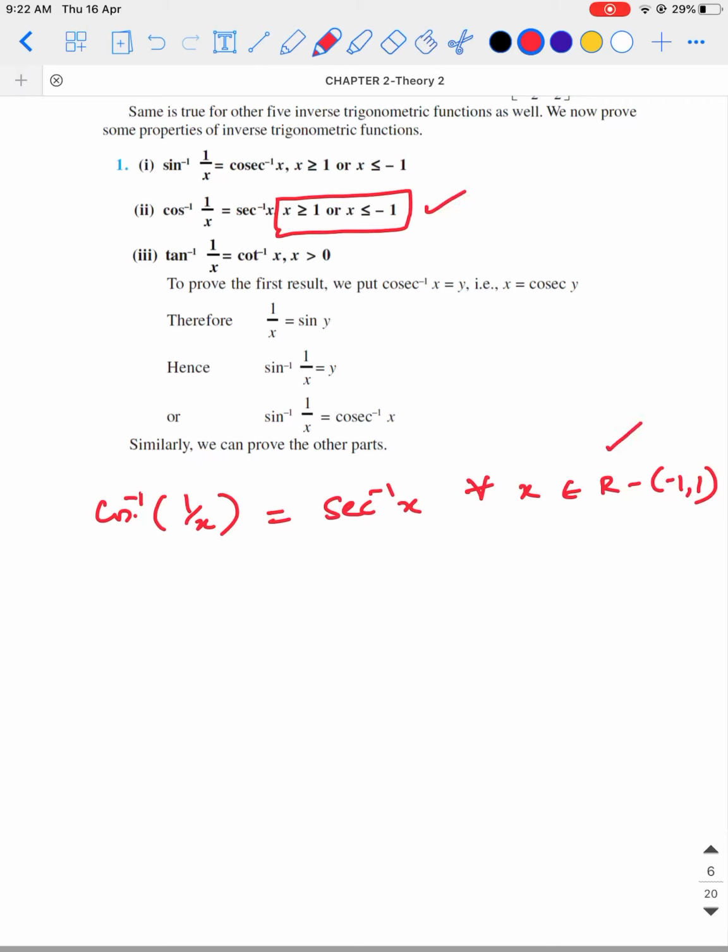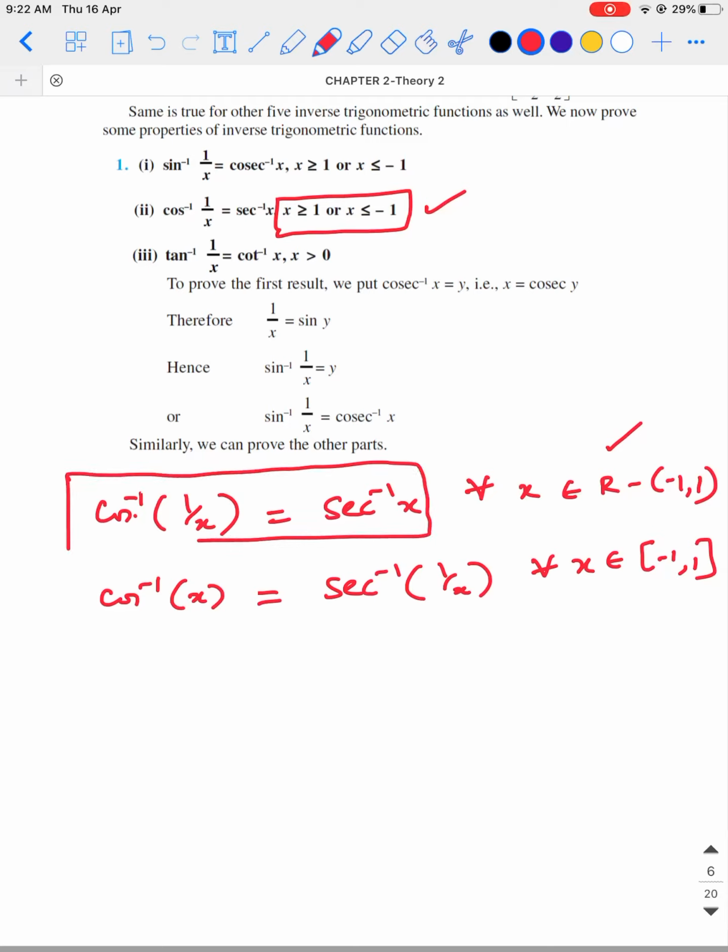Similarly, I am writing it in the reverse order also. Cos inverse x can also be written as secant inverse of 1 by x for all values of x that belong to minus 1 to 1. Okay. In most cases, we'll use the first property that is given in the textbook, because we'll never want to convert cos inverse to secant inverse. So if at all there is a scenario to find the value, then you can use this property.